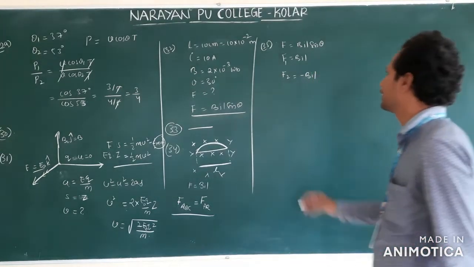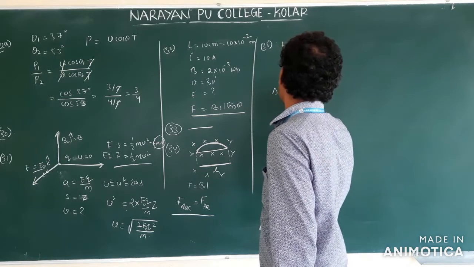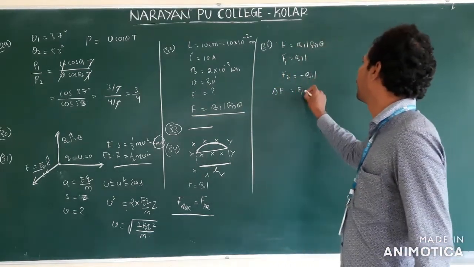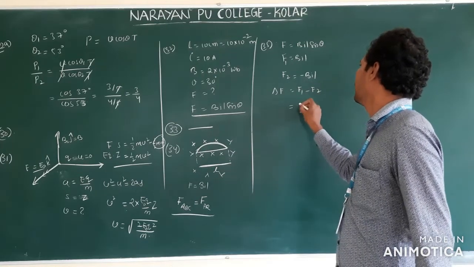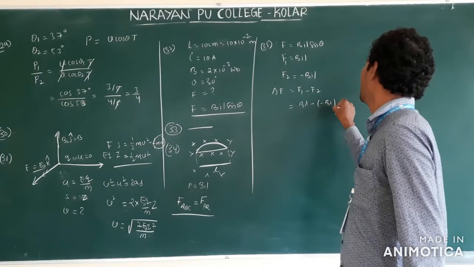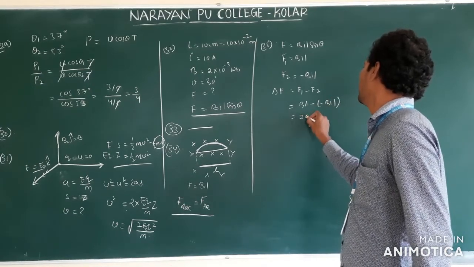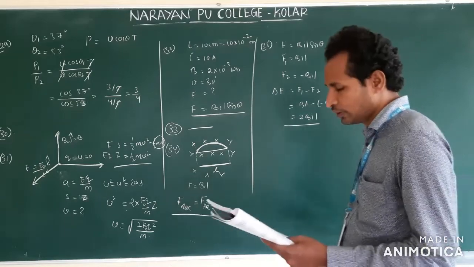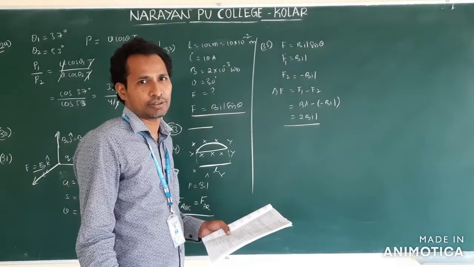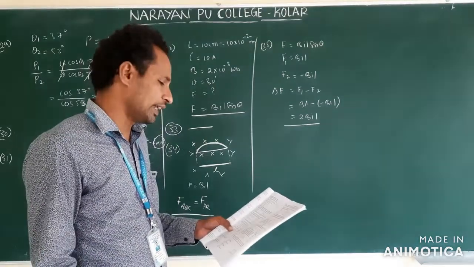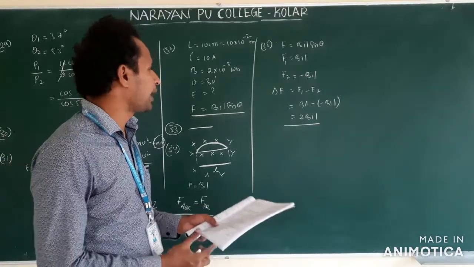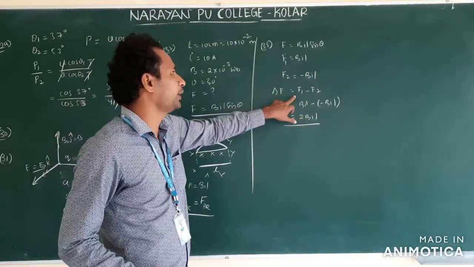They ask the change in force. Delta F is equal to F1 minus F2. Then this is BIL minus of minus BIL, which is 2BIL. Or if you take F2 minus F1, what do you get? Minus 2BIL. But they are asking the change in the force in magnitude. That's all. Magnitude is 2BIL. You can take F2 minus F1 also.